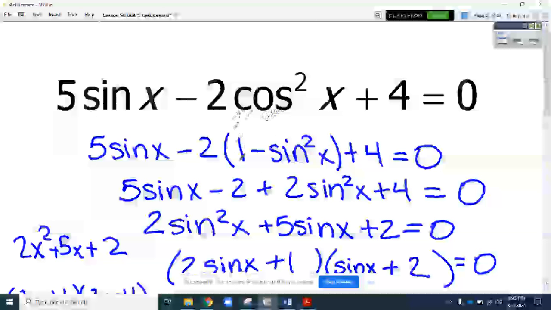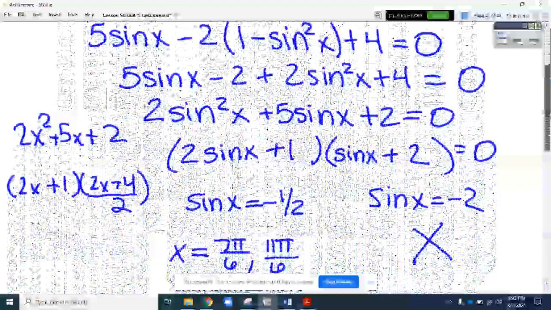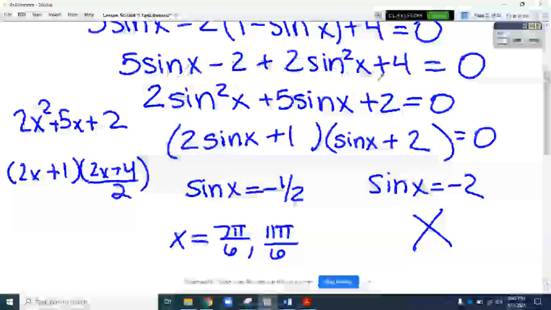So I put in a 1 minus sine squared for cosine. I distributed through my -2 and combined like terms, made it look normal. This one I could factor. I didn't have to use quadratic formula because I could factor. So I factored it to 2 sine x plus 1 and sine x plus 2. Sine x equals -2? No, it doesn't, because sine is the y over the r, and the y can't be 2 with an r of 1. For sine of x equals -1/2, again, my y over my r.